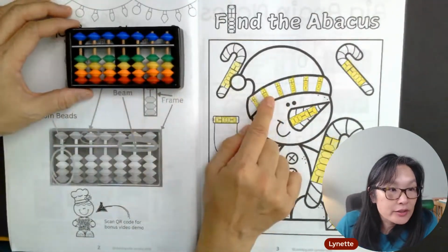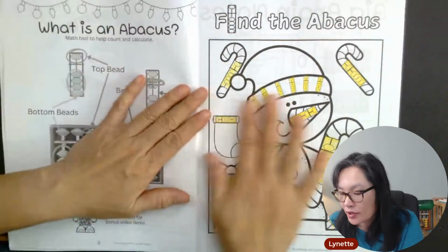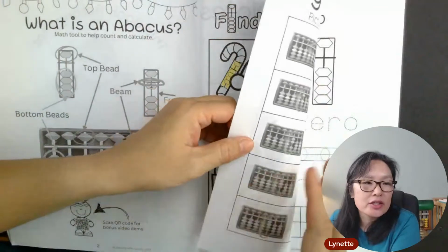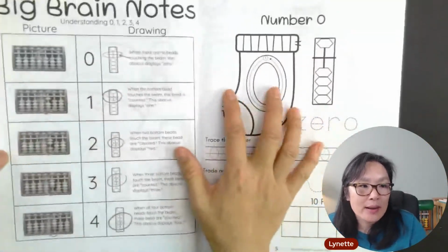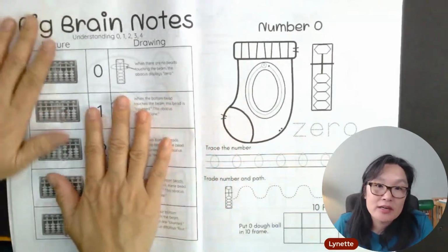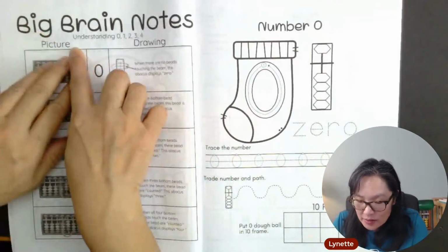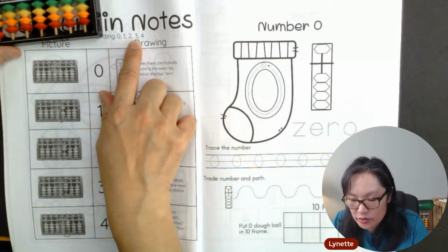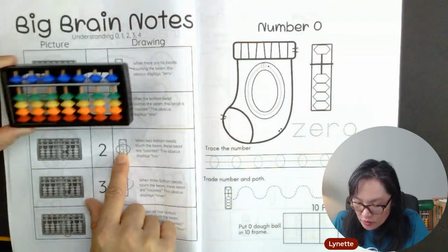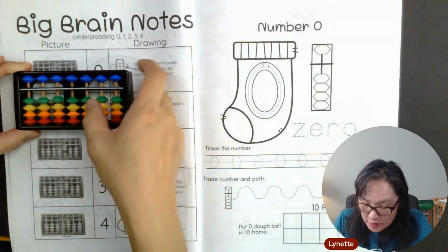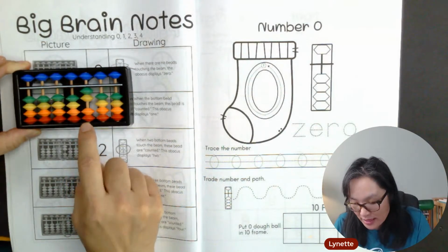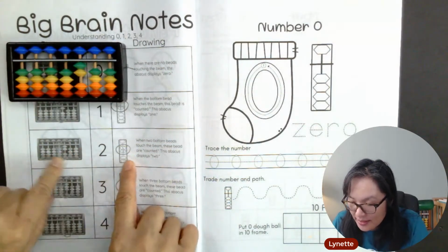Next, I do a find the abacus, which just means finding what the abacus looks like, to get the kids familiar with what an abacus looks like as a picture. And then I have these things called big brain notes. These big brain notes explain how to read the abacus. So here it says understanding 0, 1, 2, 3, 4. This is 1 and 2 of the bottom bead. The bottom beads are like this, 1, 2. This is 2 on the abacus. And because that's 2 on the abacus, I show it as an abacus and then as a picture.